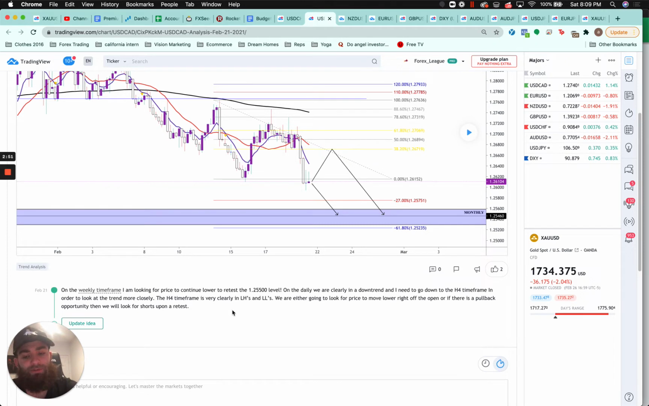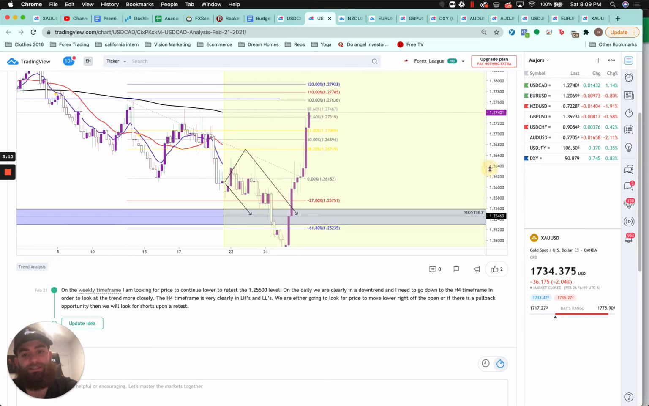The 4-hour time frame is very clearly in lower highs and lower lows. We are either going to look for price to move lower right off the open, or if there is a pullback opportunity, then we will look for shorts upon a retest. So either looking for price to move down to this level or retrace a bit and then head lower.